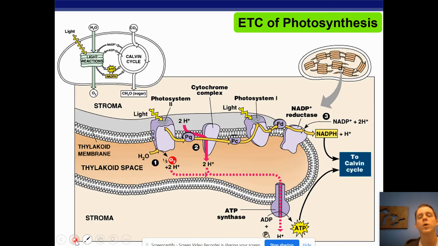Right? And here is what the electron transport chain looks like. We're going to go through this in detail later, but basically light is going to hit a photosystem, a collection of pigments, and it's going to send an electron moving. But we'll get to the details of that later.